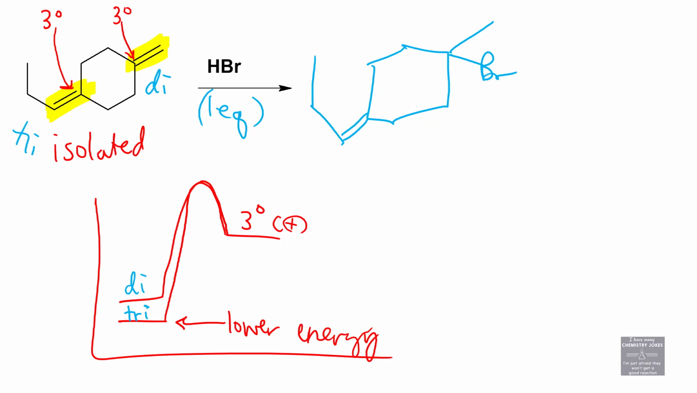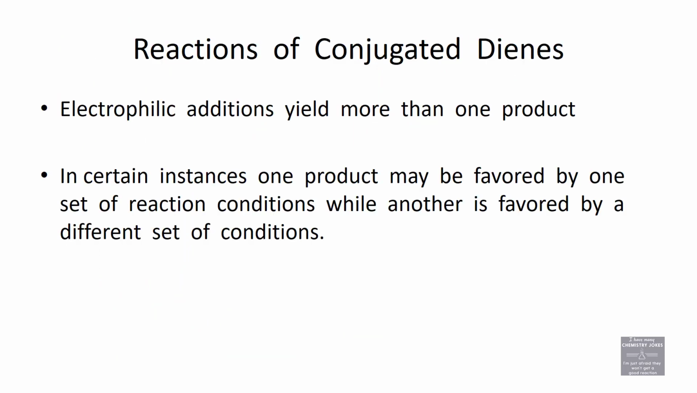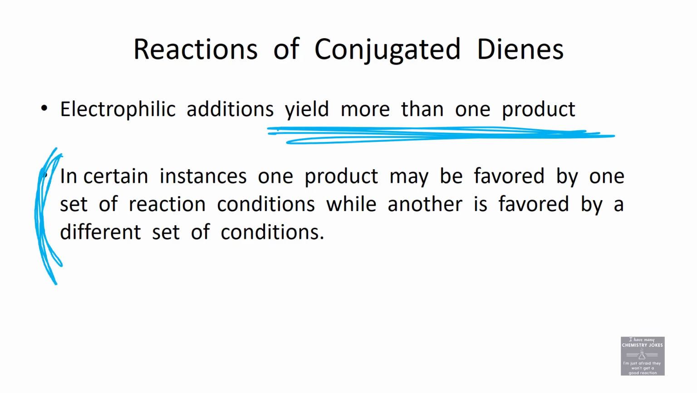Yep, that's isolated dienes. What if I have conjugated dienes? Conjugated dienes yield more than one product, even if you only specify one equivalent of reagent. How is that so? We'll talk about it. In certain instances, you can control which of your products is favored, because you're always going to make two.